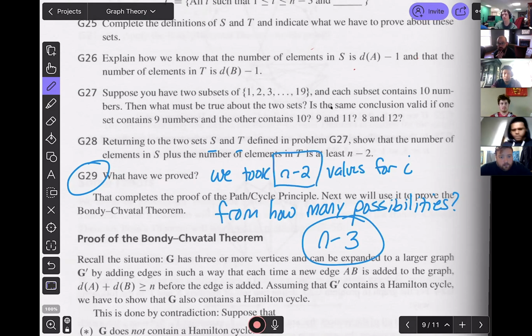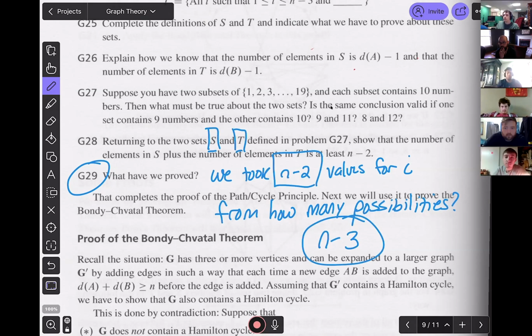So what has to be true? One of them has to be the same, right? And so what that tells you is that for the set S and the set T, there has to be something in common between those two sets. And so what?